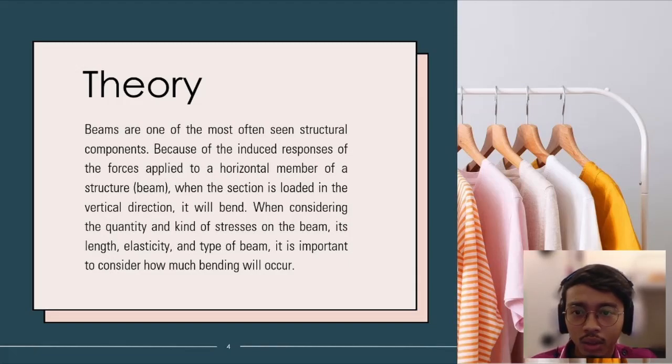Next is the theory. Beams are one of the most often seen structural components because of the response to the force applied to the horizontal member of a structure, the beam. When the section is loaded in the vertical direction, it will bend. When considering the quantity and kind of stresses of the beam, its length, elasticity, and type of beam, it is important to consider how much bending will occur.